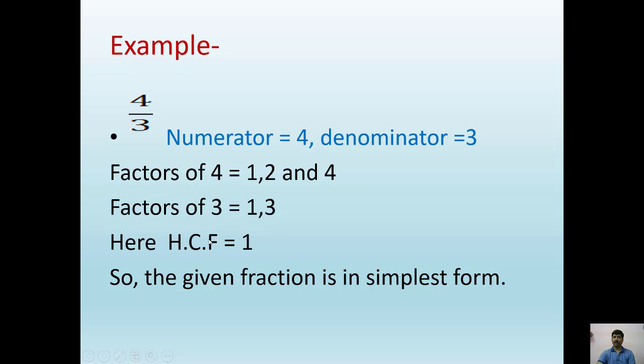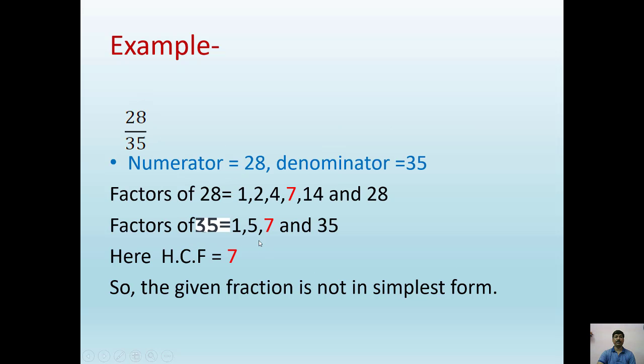So we are observing that the numerator and denominator have the highest common factor 1. So the given fraction, 4 upon 3, is in the simplest form. So how do we check? We will check that the HCF of numerator and denominator must be 1.